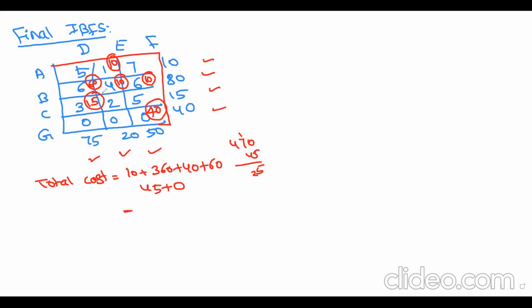1 into 10 is 10. 6 into 10, 60. 4 into 10, 40. 10 is 16. Is it 45? 0 into 40. Okay. 360 plus 40, 400. And this is 70, 470 plus 45. 515. I got 525. Now I'll do the optimality test.